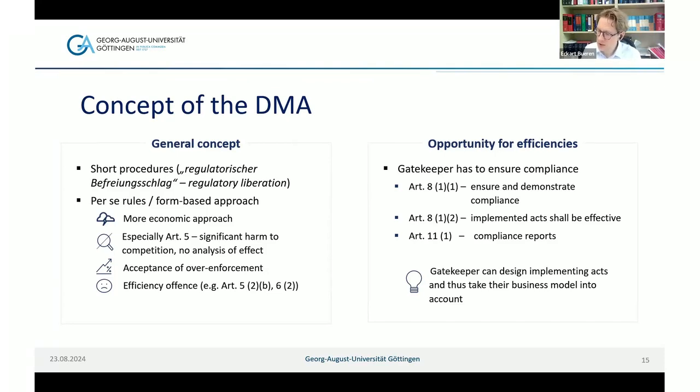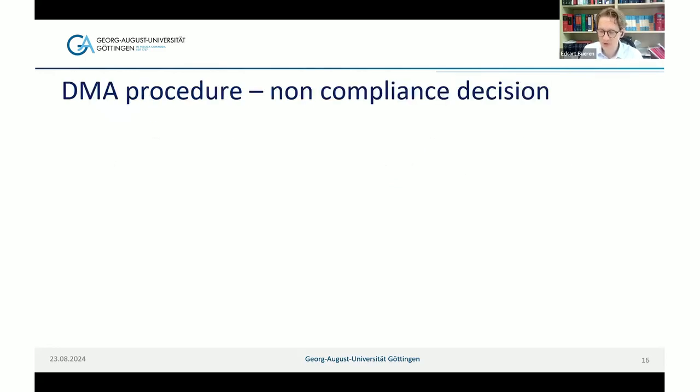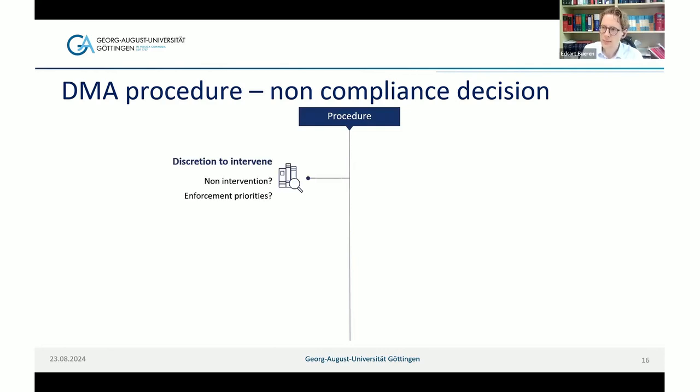And now I want to go into more detail into the enforcement proceedings and the possible enforcement proceedings. The DMA procedure goes on like this. So first, the Commission has to make a decision whether to intervene in a certain case, which is discretionary. The Commission doesn't have to intervene. And first here we have to ask, is the Commission allowed to take efficiencies into account when deciding whether to intervene in a certain case?